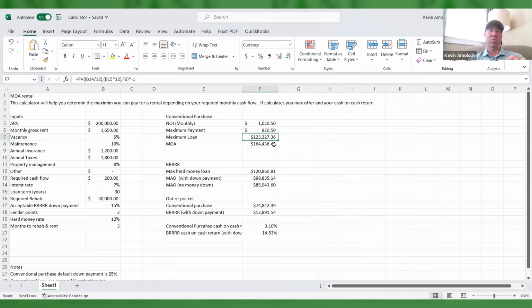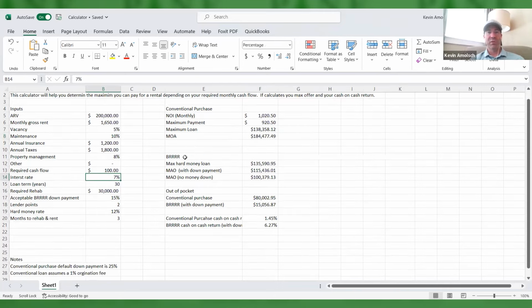And then because this is a 25% down payment deal here, I could pay up to $164,000 on that purchase to hit that required cash flow. So everything is determined by this cash flow. If I'm okay with $100 a month, you can see how all of those numbers change.